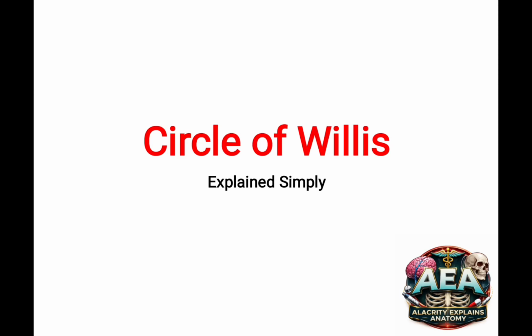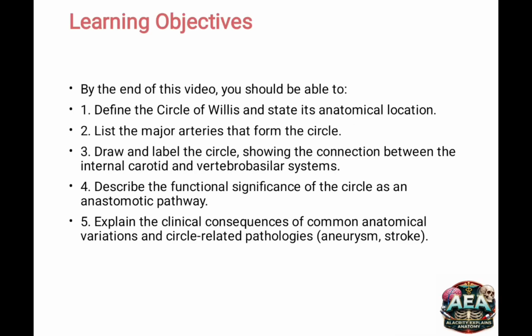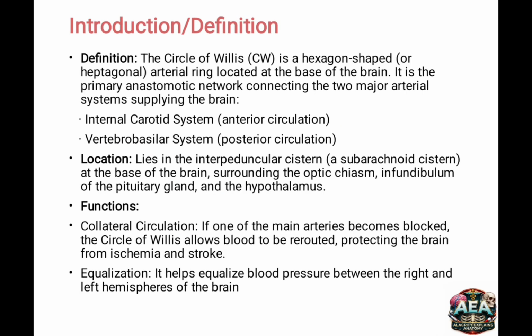Today we are going to be looking at the Circle of Willis. So by the end of this video, you should be able to define the Circle of Willis, state its anatomical location. You should know the major arteries that form the circle. You should be able to draw and label the circle, showing the connection between the internal carotid and the vertebro-basilar system. You should be able to describe the functional significance of this circle as an anastomotic pathway. You should be able to explain the clinical consequences of common anatomical variations and circle-related pathologies, that are aneurysms and stroke. So now, what is the Circle of Willis?